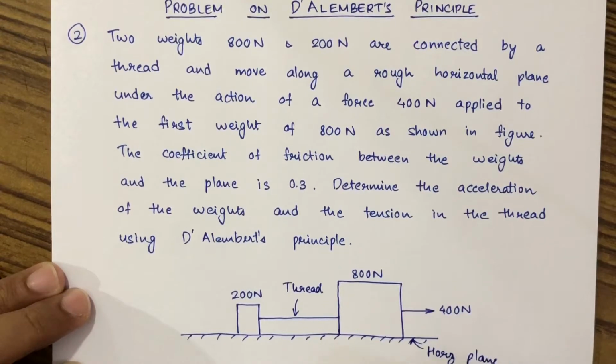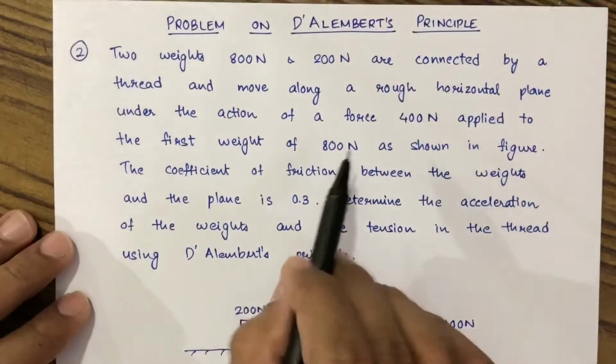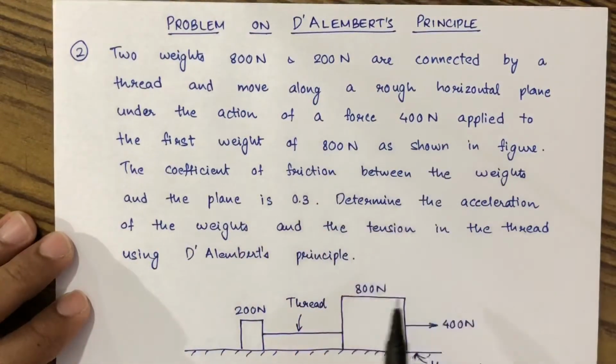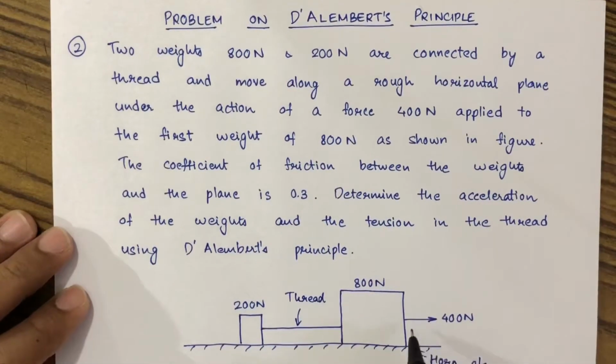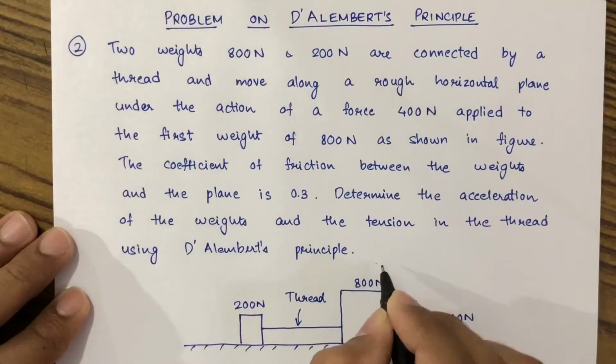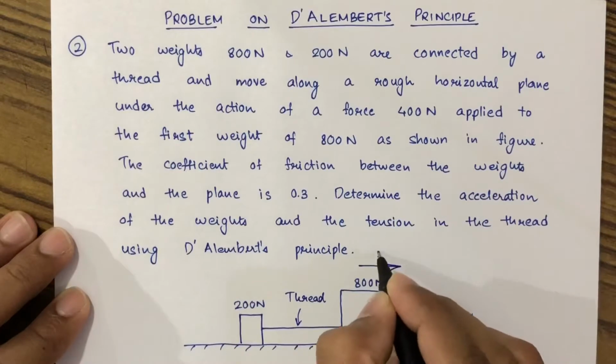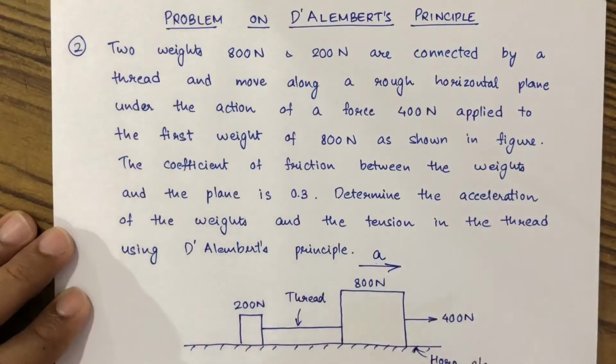It is saying that it is a rough horizontal plane because friction will act between the weight and the plane. Under the action of a force of 400 Newton applied, because of this horizontal force, the weights will try to move in the direction of the force applied. As they move, obviously acceleration will be the same in both the weights, and in the direction of the force applied.